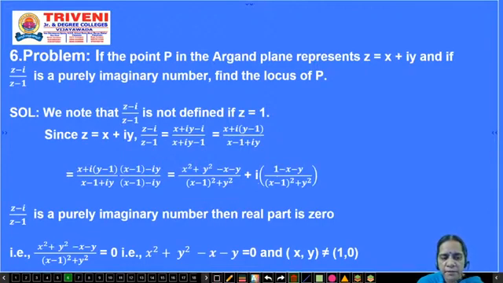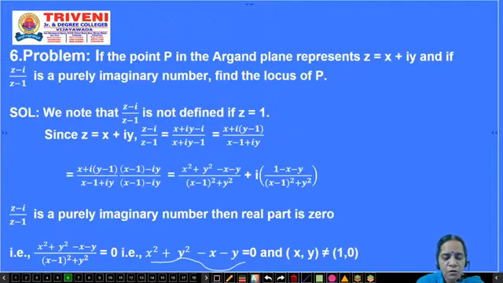They given in the hypothesis the value of z minus i by z plus 1 is purely imaginary. Purely imaginary means real part is 0. What is the real part here? This one, x square plus y square minus x minus y by x minus 1 whole square plus y square is equal to 0. Then the denominator comes to this side, then it can be 0. Then what is the value here? x square plus y square minus x minus y is equal to 0. This is the real part. Real part is equal to 0.